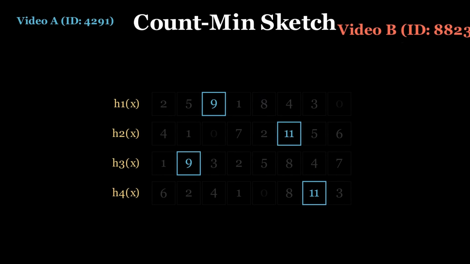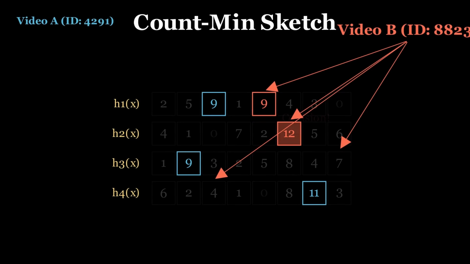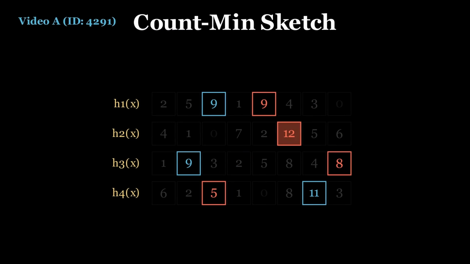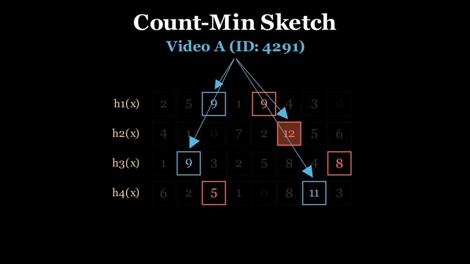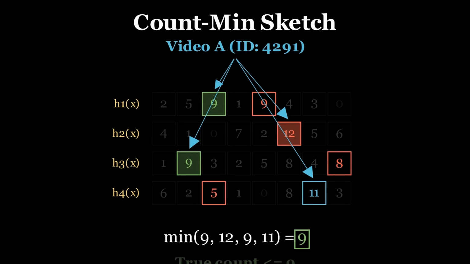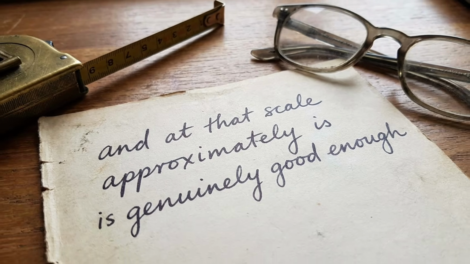Two different videos can hash to the same cell in the same row, and their counts bleed into each other, which is called overcounting. It only inflates numbers and never deflates them. So you take the minimum, the row least contaminated by collisions, because the true count is always at or below what you're seeing. Tiny memory footprint, billions of events per second. YouTube doesn't know exactly how many times you watched that video at 3 a.m. It just knows approximately. And at that scale, approximately is genuinely good enough.